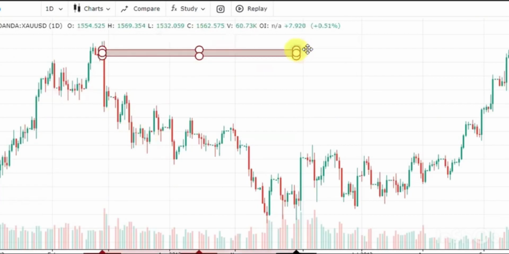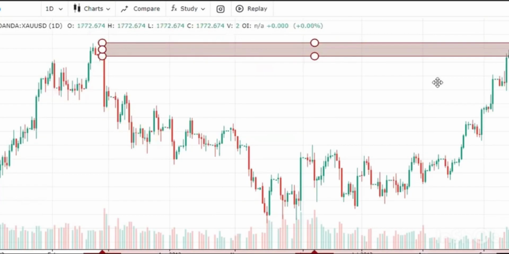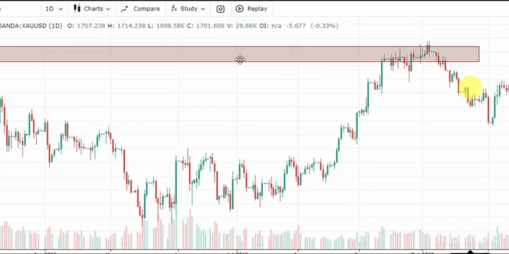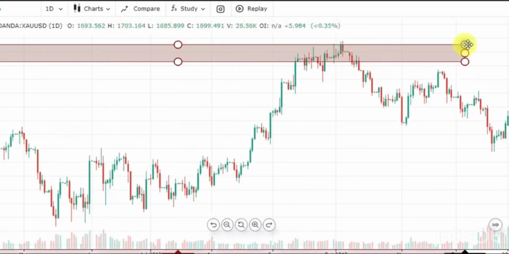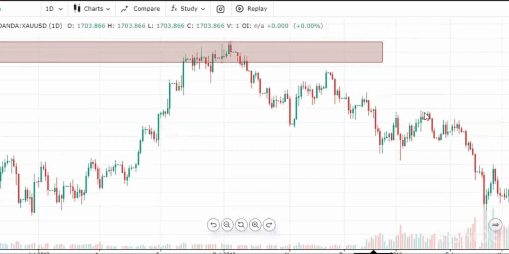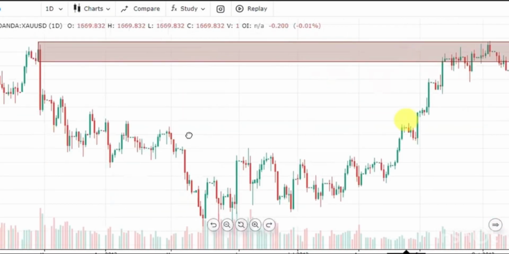We can just drag it out, right? And what do you realize? It taps into the order block. It's sold off, right? So that's basically when price tapped into the order block, it sold off. We can also see it down here.